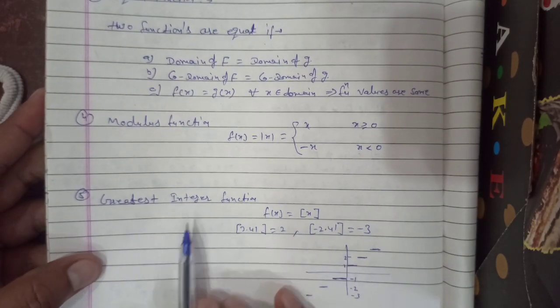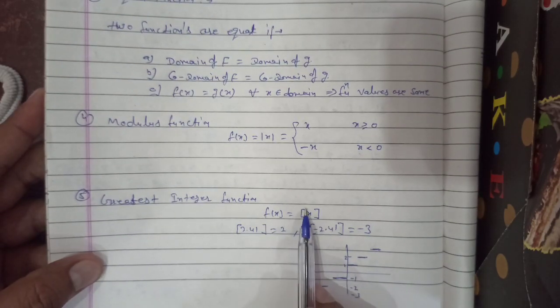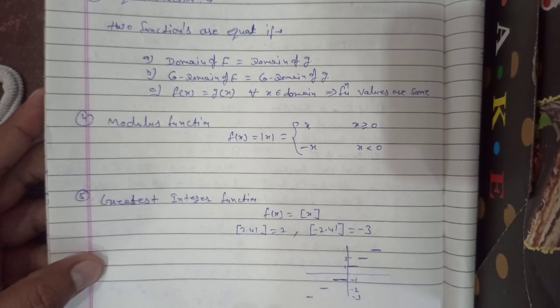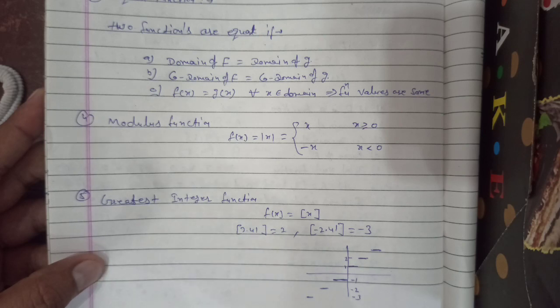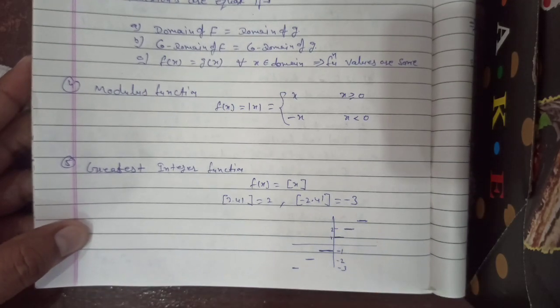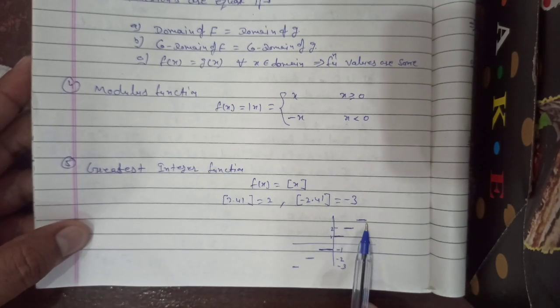Now the greatest integer function is defined in terms of the function [x]. In this case, if the value of this function is, say, 2.41, meaning a positive value, then we consider the lower limit. If we have a negative value, then we consider the upper limit. The function is defined in these terms.